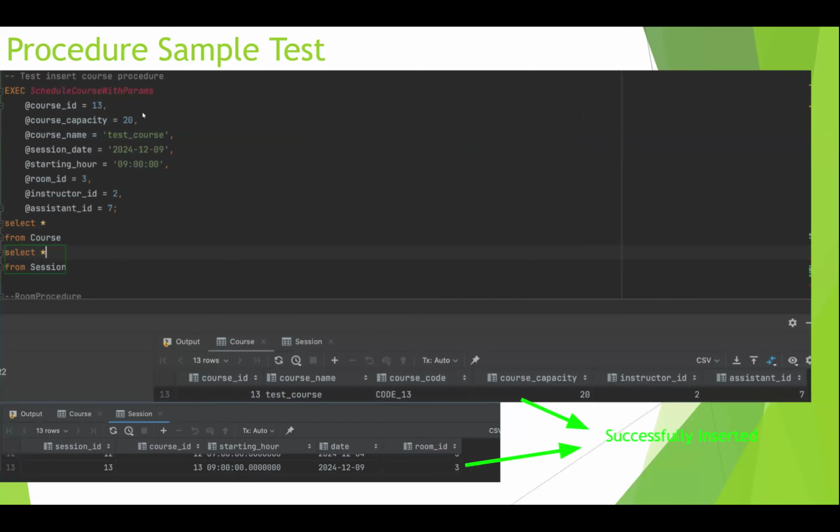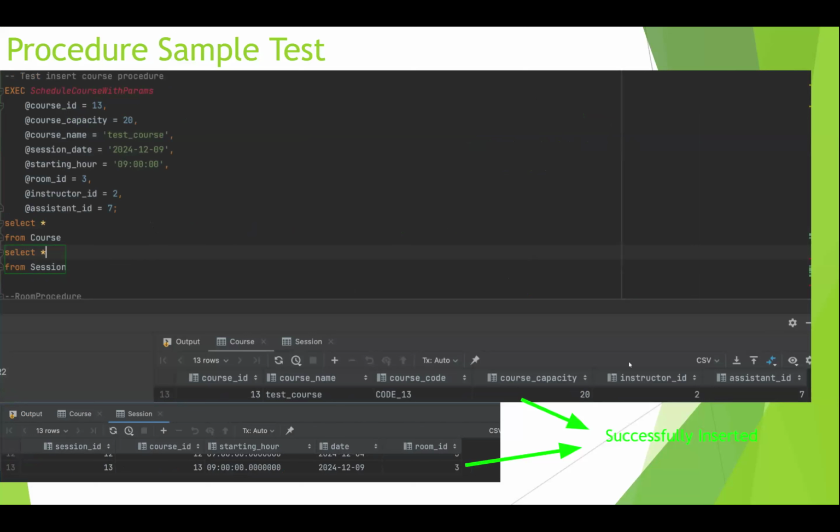Here is the sample test. You can see we give these parameters like the course ID, the course name, the room ID, instructor ID, and assistant ID. And we just execute this procedure to test that it works.